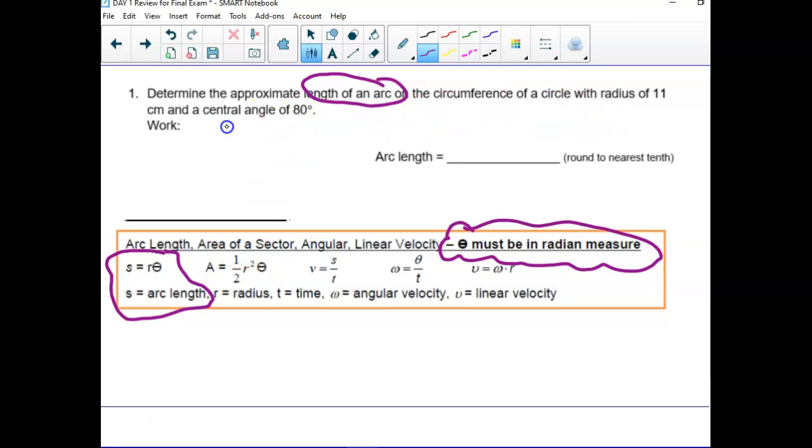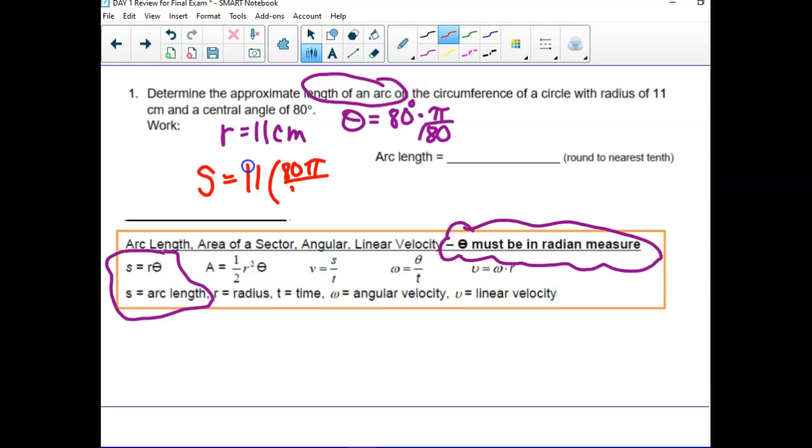So if r is 11 centimeters and theta is 80 degrees, we have to change it to radians, which is multiply by pi over 180. And then to find the arc length, you're just supposed to multiply r times theta. So S would equal 11 times 80 pi over 180. Type that in because it wants an answer to the nearest tenth. No need to reduce or anything.